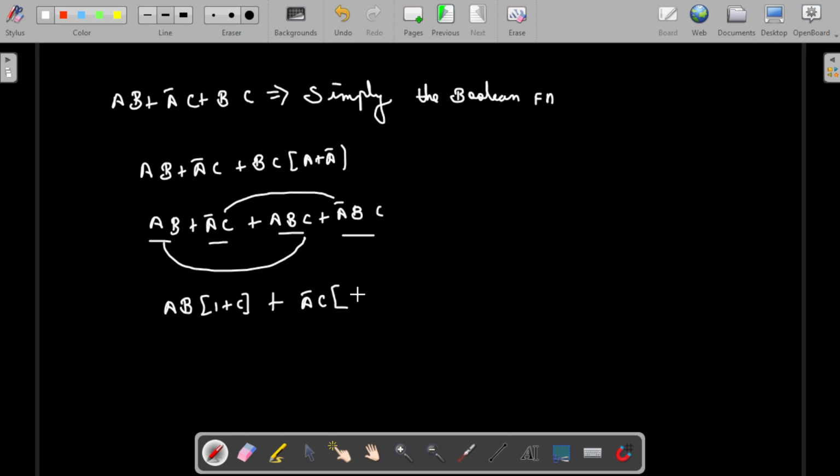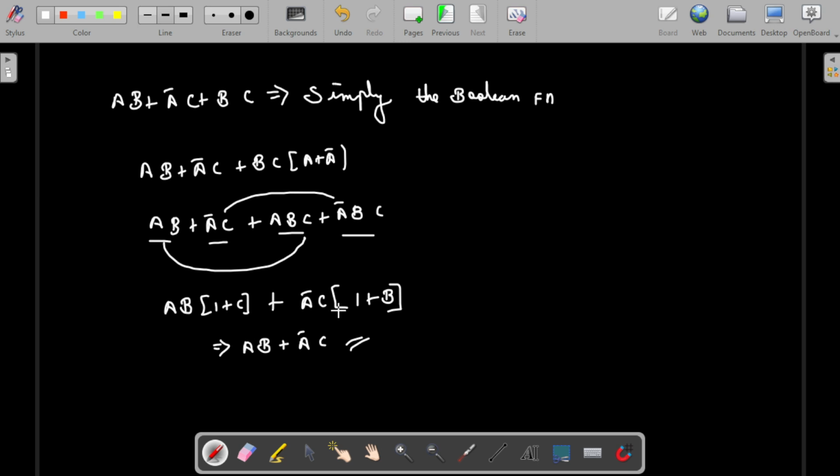So if we take it outside, then 1 plus a bar. Okay, so sorry, 1 plus b, right? So if we take the thing, 1 plus anything is 1, so we can ignore the thing. So this will be simplified to a b bar c. Here you see the 3 term Boolean function can now be represented even in 2 variables.